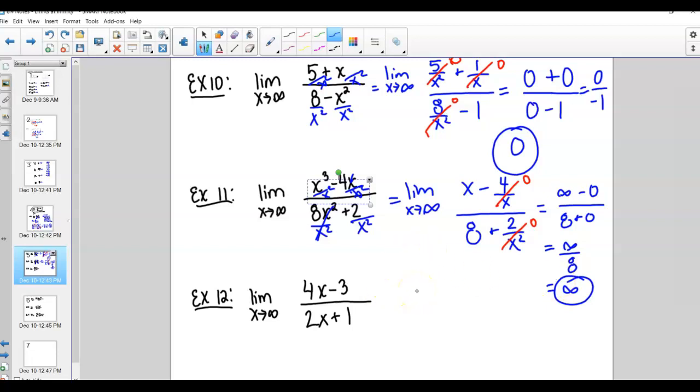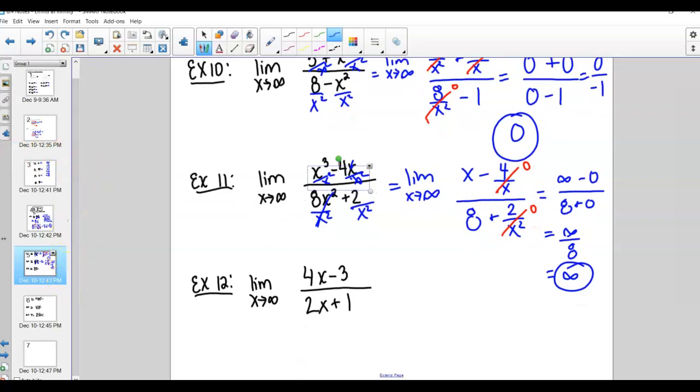Alright, here's our next one. We've got the limit as x approaches infinity of 4x minus 3 over 2x plus 1. This time, our highest exponent in the denominator is just a single x. So I'm dividing every term by that x. And so I will end up with the limit as x approaches infinity of 4 minus 3 over x over 2 plus 1 over x.